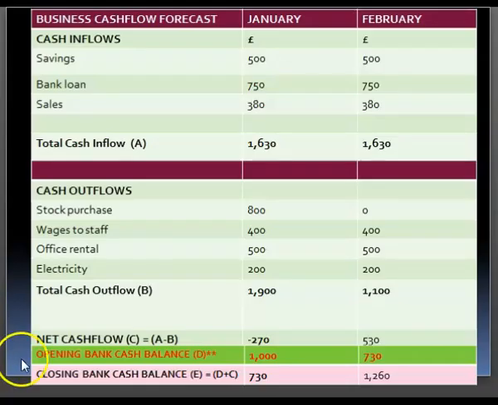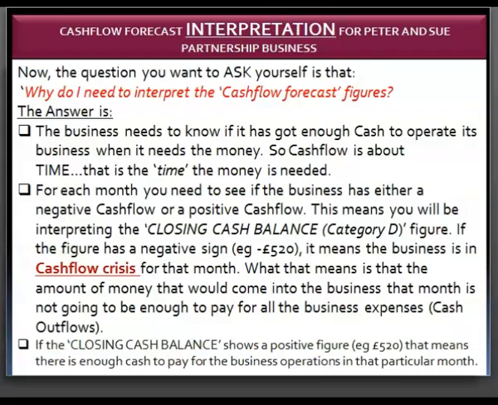Let me show you again. Category D figure is what you will be analyzing, the D and the E here. So for instance, now you need to talk about the C. Number one is not having enough money for the net cash flow, but for instance, it's got enough opening balance to pay for whatever, and then at the end of the day, you'll be interpreting the E section of the cash flow.